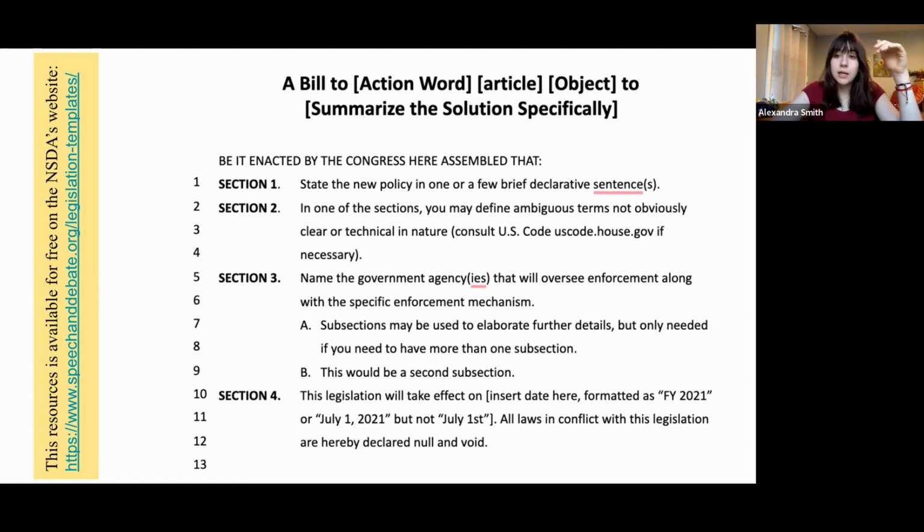Try not to stray from the section outline. Every once in a while, you have a piece of legislation that really needs an additional section. Put it in, but just understand that that shouldn't be what you usually do. That's the exception, not the rule.